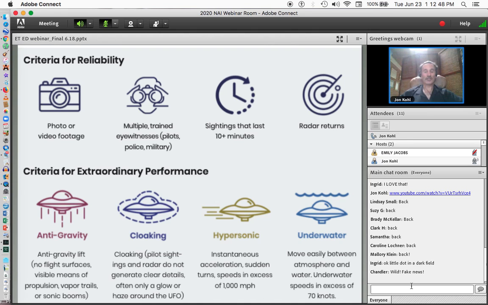Cloaking and low observability, I don't think that was characteristic of this particular UFO, so that one wouldn't apply as far as I know. There is a fifth one that isn't mentioned here also, and for an additional, well, sorry, I'm getting ahead of myself. So those are the criteria. So 4 out of 5 of those criteria apply in this particular case. Now also I want you to look at the criteria for reliability, because different UFO sightings have different reliability.